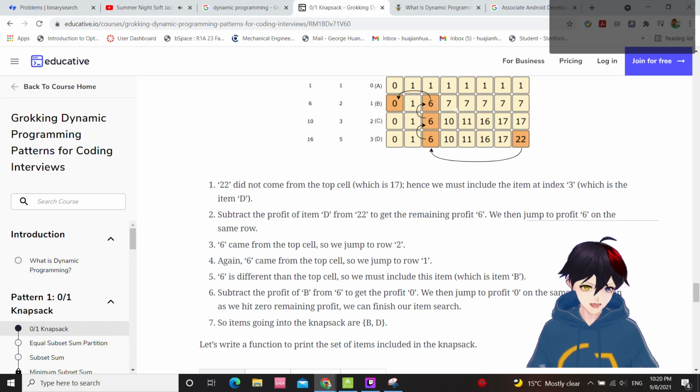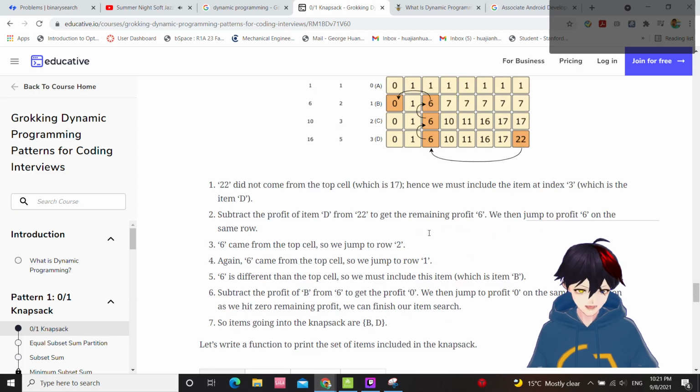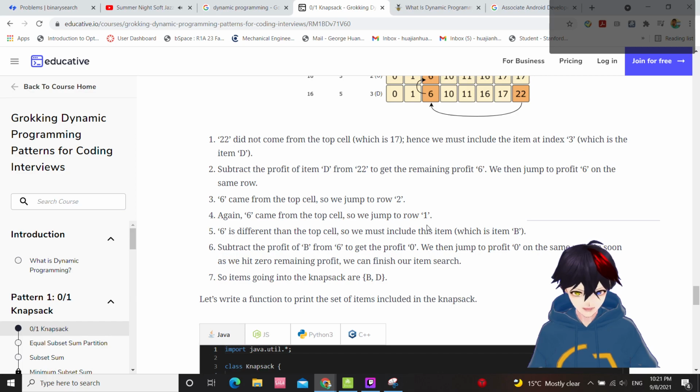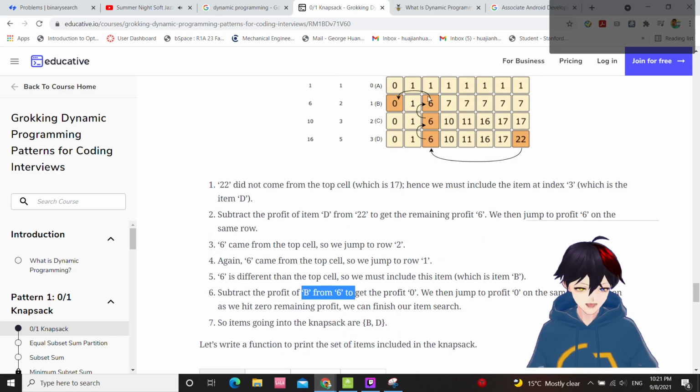Upstairs. Item. Profit. If the profits are different, well, I mean, it came from there. Well, and the sum and the difference is right. Subtracting the profit B from 6 to get to profit 0. Then you jump to 0. How did you implement this in code though?